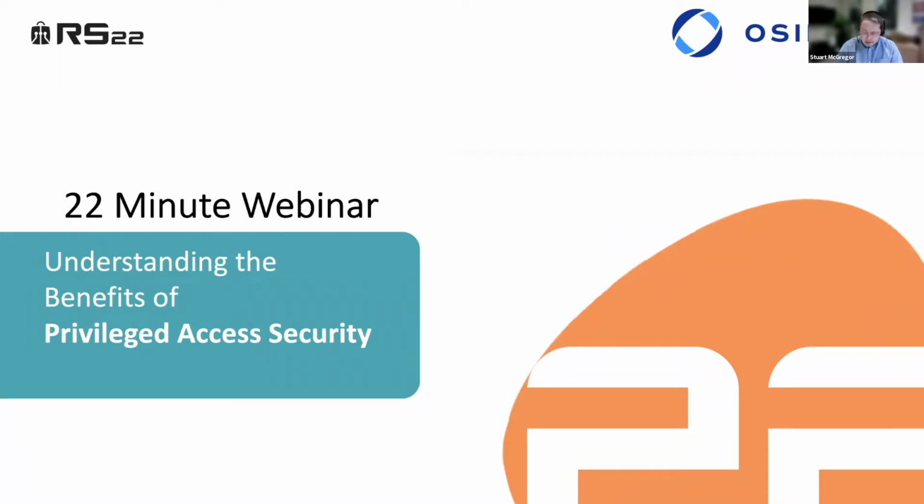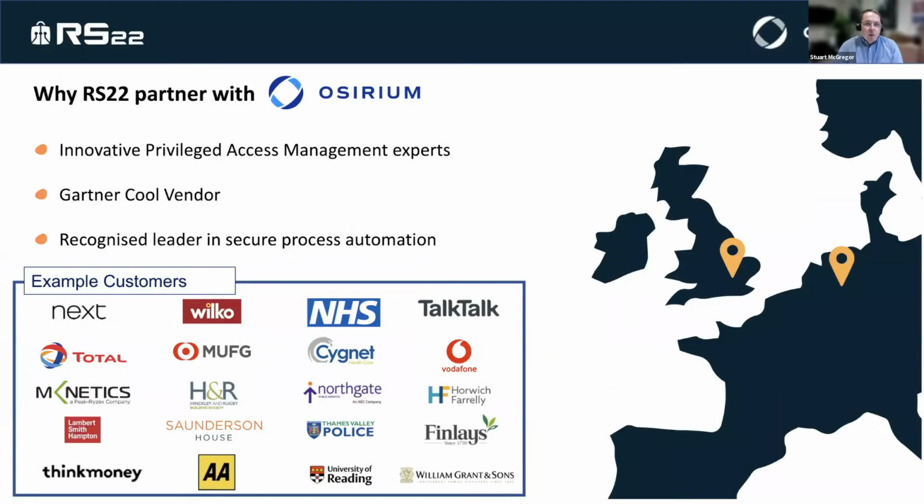Welcome, everyone. Delighted to have this opportunity to talk to you about privileged access security and introduce Osirium if you've not come across us before. So if you haven't, just by way of an introduction, Osirium, we're a software vendor specializing in privileged access management and privileged access security. We're kind of recognized as a Gartner core vendor.